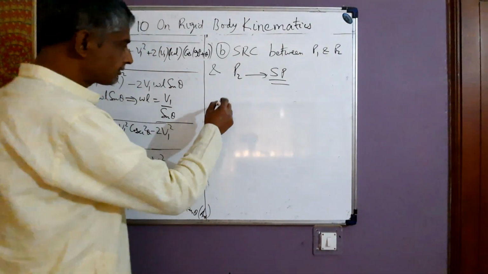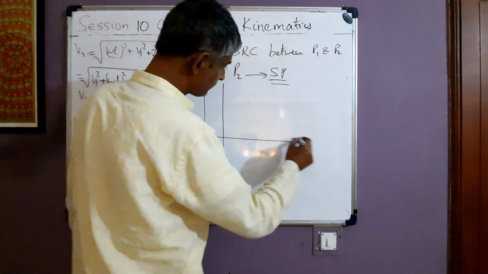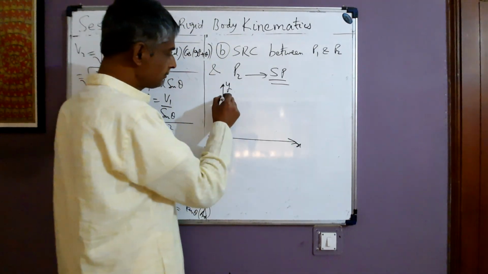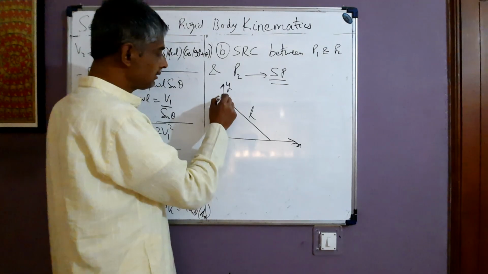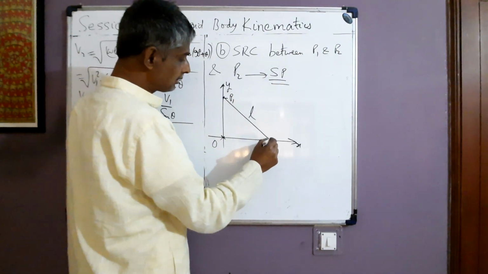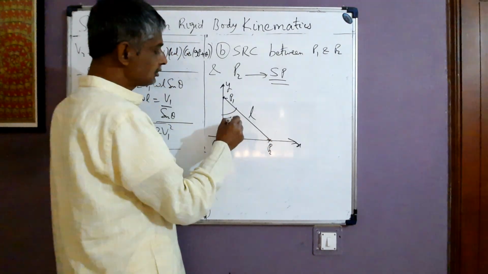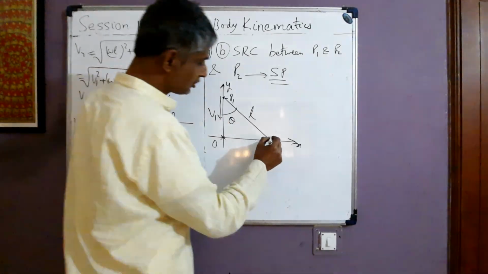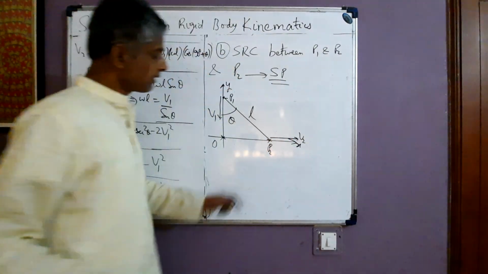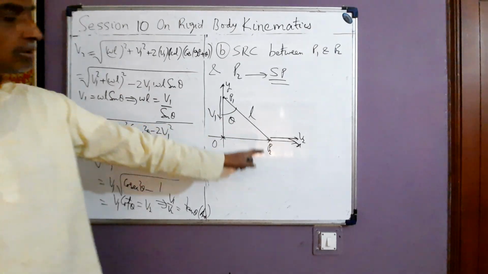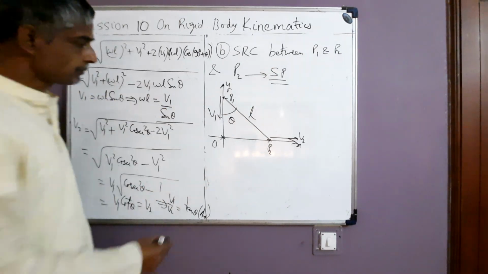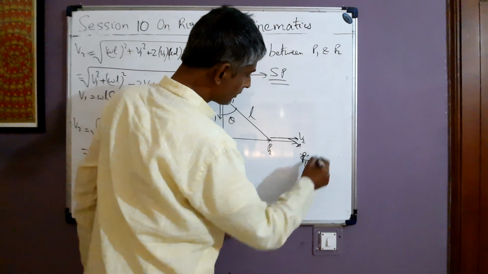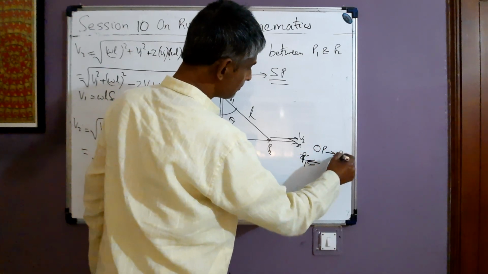Okay. So again I draw the diagram here. This is the x-axis, this is the y-axis, this is the origin, this is the rod of length L, this is P1, this is P2, this is angle theta, velocity of P1 is V1, velocity of P2 is rightward V2. Now we apply SRC between P1 and P2 and take P2 to be the selected point. Now P1 becomes the other point, OP arrow becomes P1.